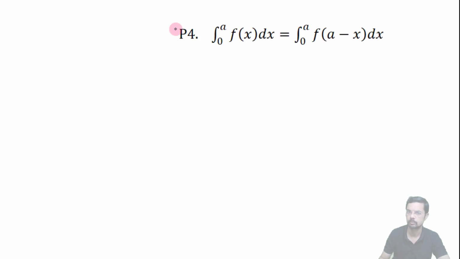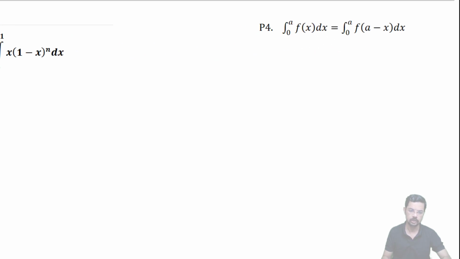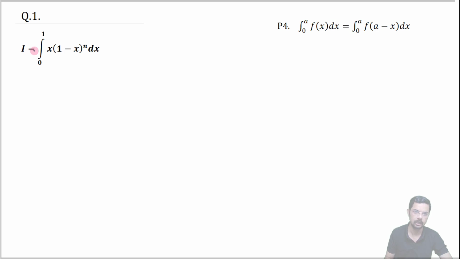Here the property applied would be property number 4, which says that the integral from 0 to a of f(x) dx is equal to the integral from 0 to a of f(a minus x) dx. So here what we are given is I equal to the integral from 0 to 1 of x into (1 minus x) the whole raised to n into dx.